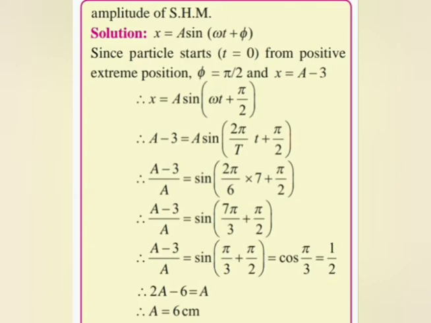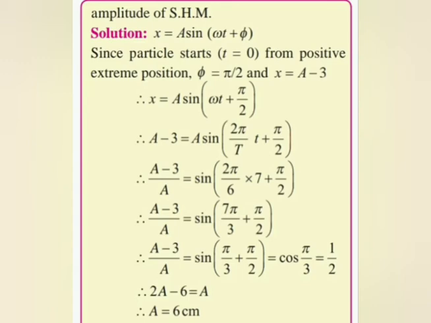So after this, a minus 3 upon a is equal to sine, and when we cancel this term 2 pi by 6, we get 7 pi by 3 plus pi by 2. The pi by 2 is as it is, and 7 pi by 3 we replace with pi by 3. Then, as you know very well students, sine of pi by 2 plus theta is cos theta, where the value of theta is pi by 3, and cos pi by 3 is 1 by 2.